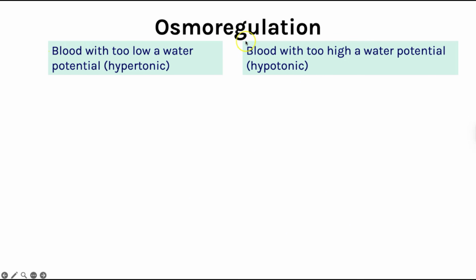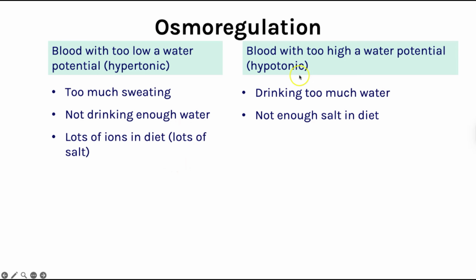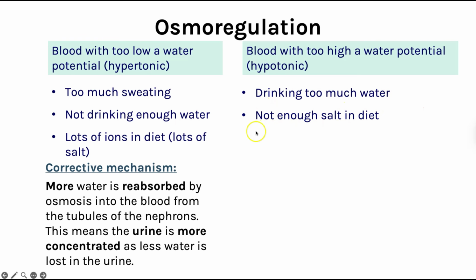Osmoregulation. So this is now looking at the regulation of the water potential of the blood. And blood with too low a water potential is described as hypertonic. And that might be if you've been sweating lots, not drunk enough, or there's lots of ions in your diet. Hypotonic is if the blood has too high a water potential, and maybe you've drunk too much water or you don't have enough salt in your diet.